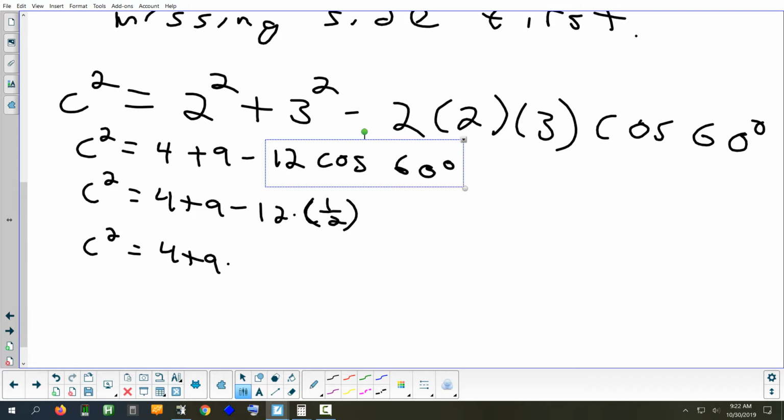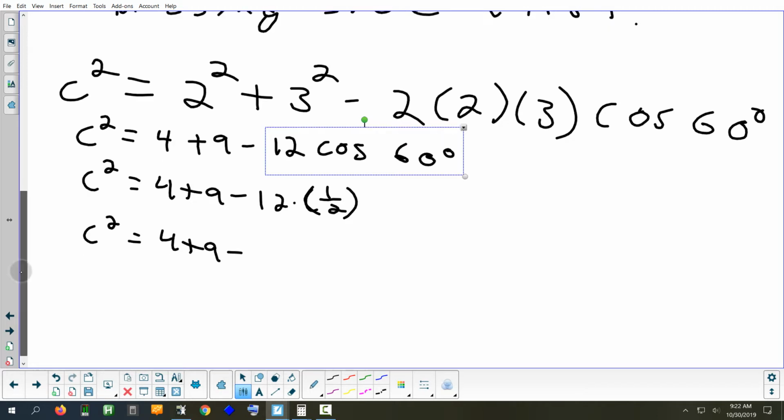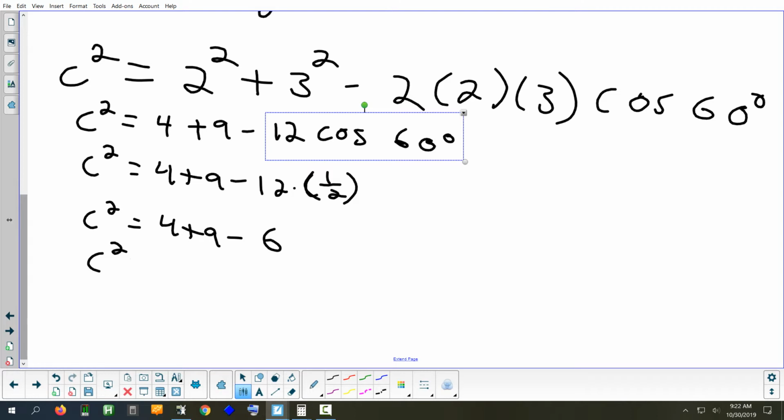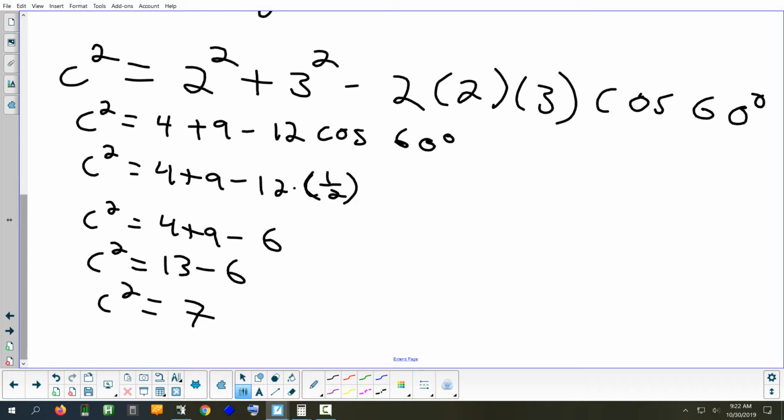So 4 plus 9 minus, Brianna, what's 12 times 1/2? 6. Now I do all my addition and subtraction just in order from left to right. So Sebastian, what's 4 plus 9? 13. And then Courtney, 13 minus 6? 7. Now my last step, I do have to get rid of that exponent of 2.